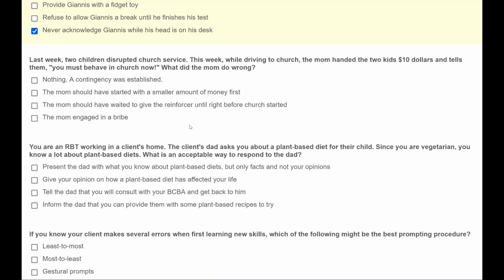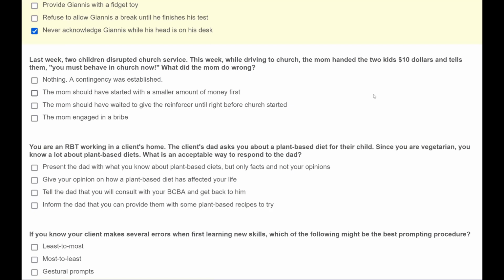B, the mom should have started with a smaller amount of money first. Nothing indicates the amount of money. Okay. We never assume anything on the test. We only go by the information we know. We don't know anything about this value. That $10 could be any amount of money. We're not really sure why she picked that amount. So we can't say definitively she should have started with a different amount.